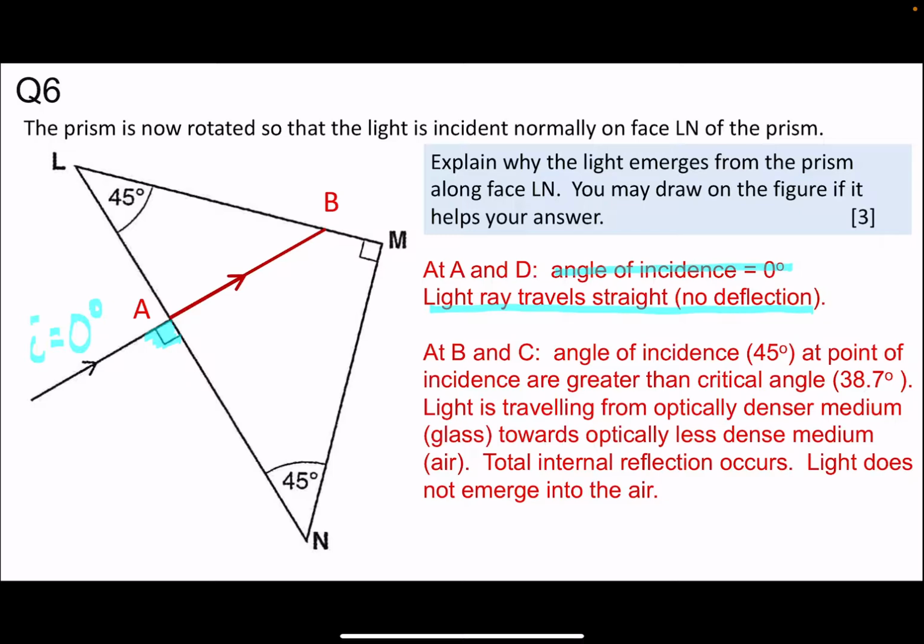When it reaches B, the angle of incidence is 45 degrees, and this angle of incidence is greater than the critical angle, and the light is traveling from the optically denser medium glass towards the optically less dense medium air. As such, total internal reflection occurs. The light does not emerge into the air. So that will be how the light ray emerges from the prism along face Ln.